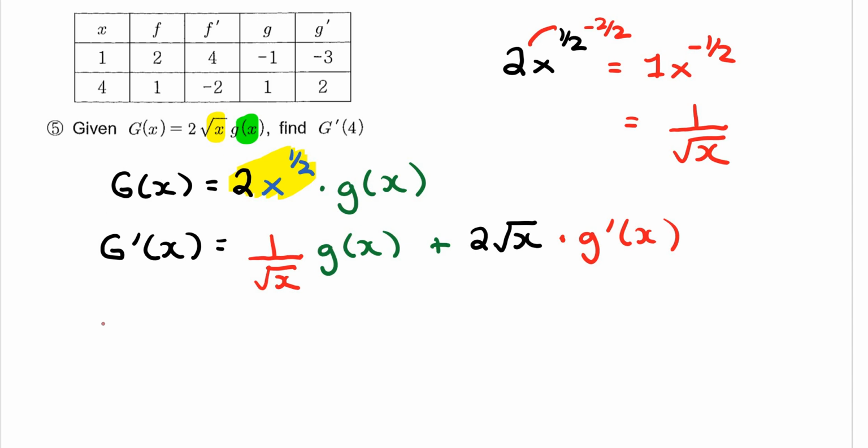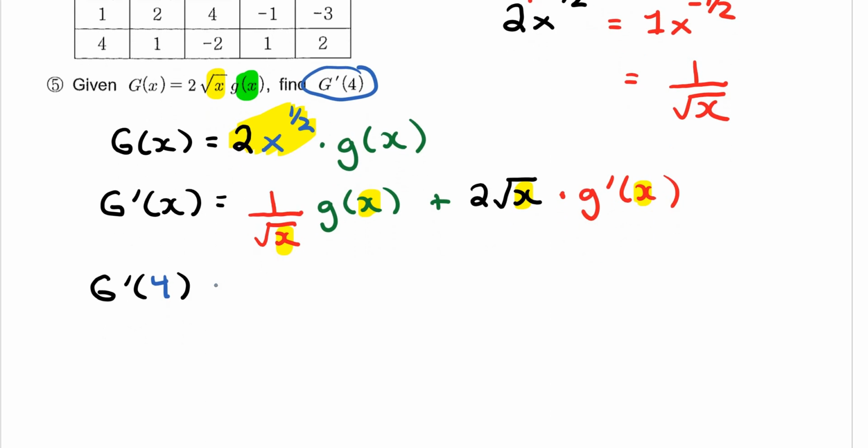All right, so there's the product rule being applied there, and now we need to find the derivative value, so g prime of 4. What that really means is all these x values are going to be replaced with the 4, right? So let's just see if we can do that right now in one color. So this will be 1 over the square root of 4 times g of 4 plus 2 times root 4 times g prime of 4.